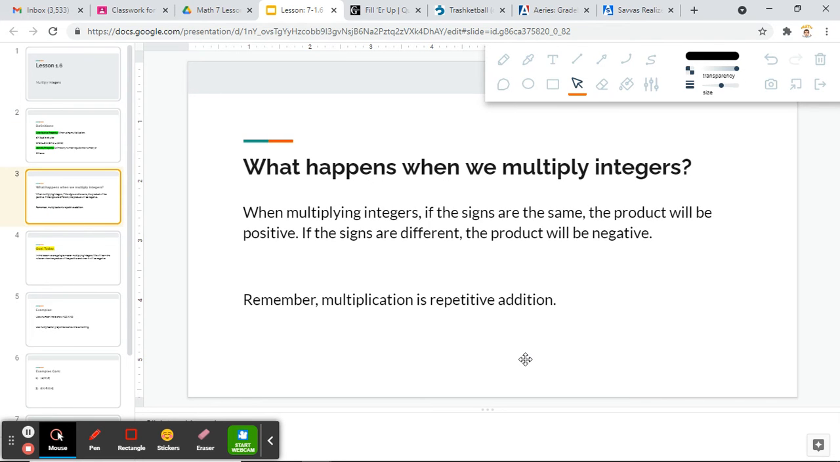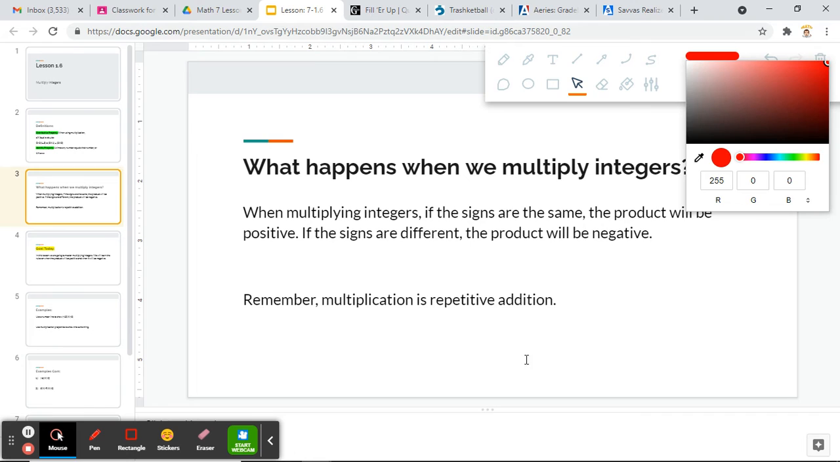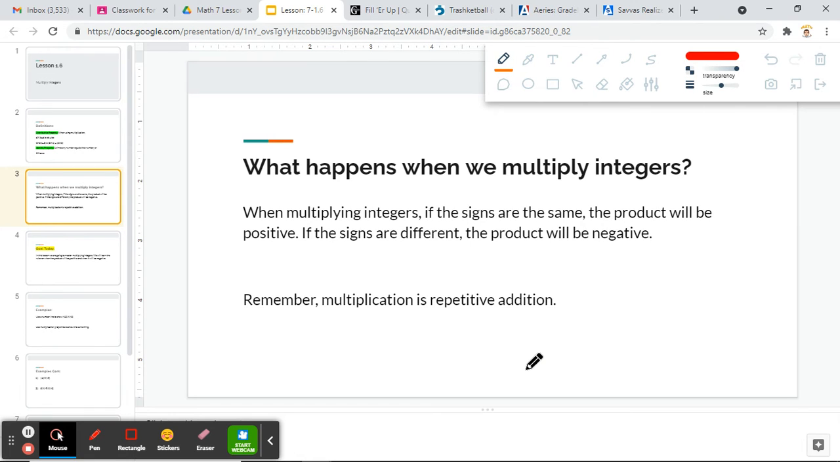All right, so what happens when we multiply integers? So when we're multiplying integers, similar to when we're adding and subtracting, we have to notice the sign of our two integers. So if the signs are the same, then the product will be positive. If the signs are different, then the product will be negative. Remember, multiplication is just repeated addition, right? So that's why this works.